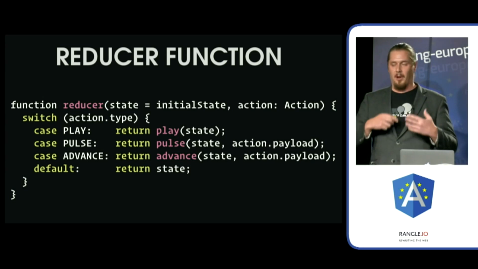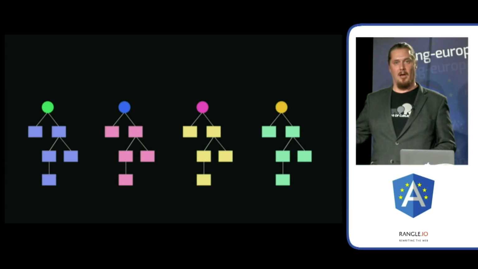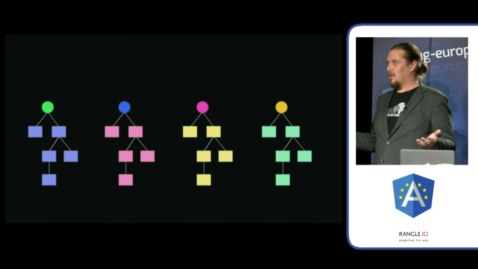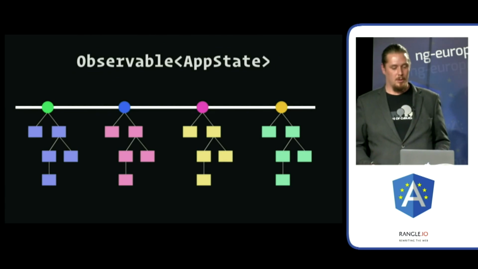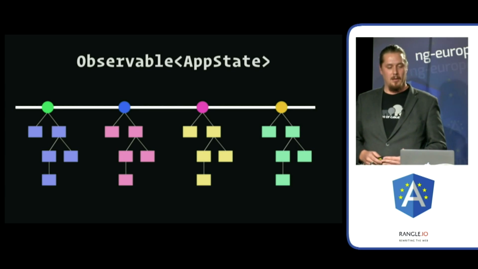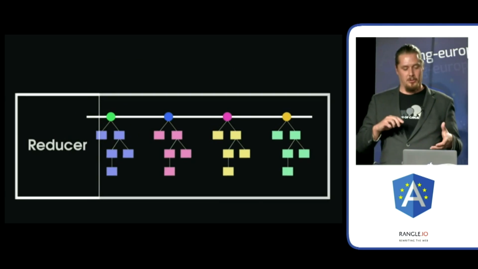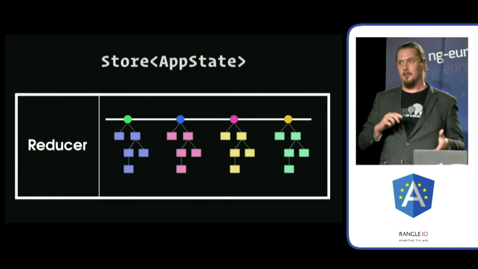And as we apply this reducer many times over, as time goes by, we get this timeline of successive state values. And that's actually something that can easily be thought of as an observable. So we have this timeline of state, which takes on different values as time goes by, and observables are a great way to model something like that. And if we take that observable and package it together with the reducer function that operates on it, we get something called a store.